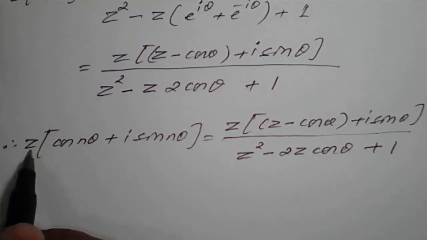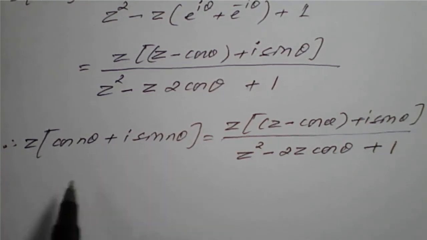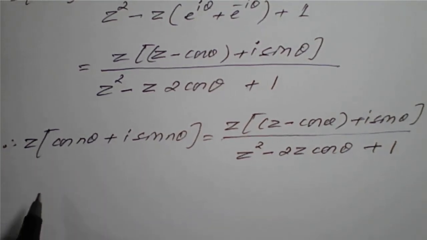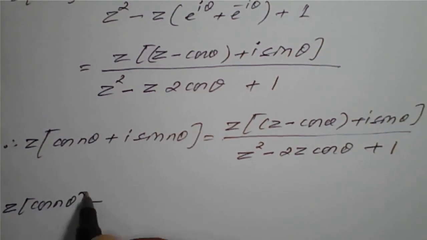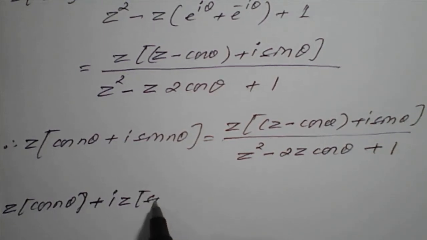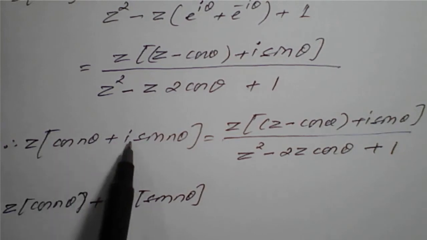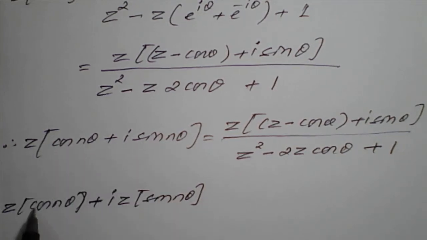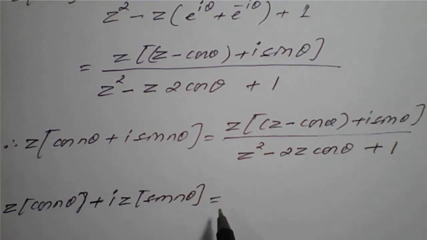This we can write as Z of cos n theta plus i times sin n theta, so we can apply the linear property. On applying the linear property on the left hand side, we get Z of cos n theta plus i times Z of sin n theta.